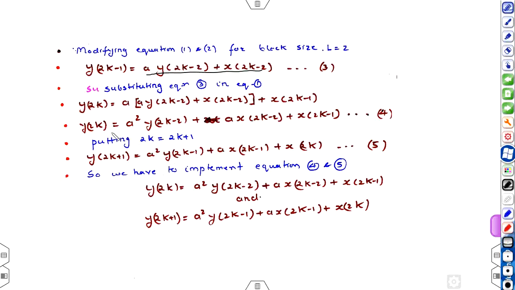Okay, and here you can see that the difference between the output sample and the delayed output sample is 2. y of 2k, y of 2k minus 2, y of 2k plus 1, y of 2k minus 1, the difference is 2. So now I can easily feed back the delayed sample. Okay, so now I have to implement equations 4 and 5.